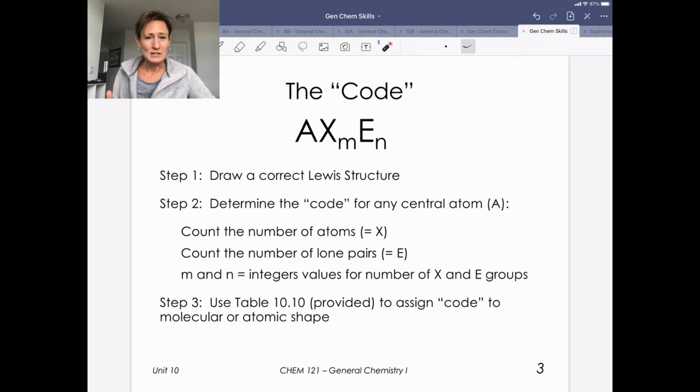So we're going to go through a few examples. We're going to take the Lewis structures that we drew in our last video, and we're going to generate the code, and then all that you need to do is use that code and look up what the molecular shape is and what the bond angles are on a table that'll be provided for you. So again, this table 10.10 is one that's already up as a resource for you, and you're basically just going to be using that to take that code that you've determined and to use that to determine a molecular or atomic shape.